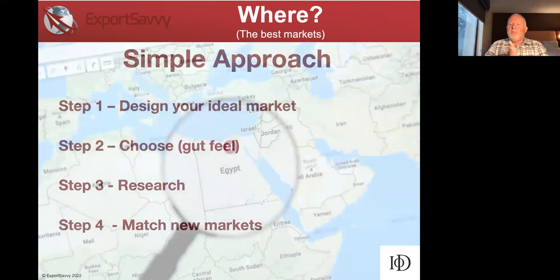So there's a simple approach to choosing best markets. The first is design your ideal market. Think about what a perfect market would look like, nirvana, if you like, the market that would just be brilliant for your product. What are the characteristics of that perfect marketplace? And then choose some markets to go into.